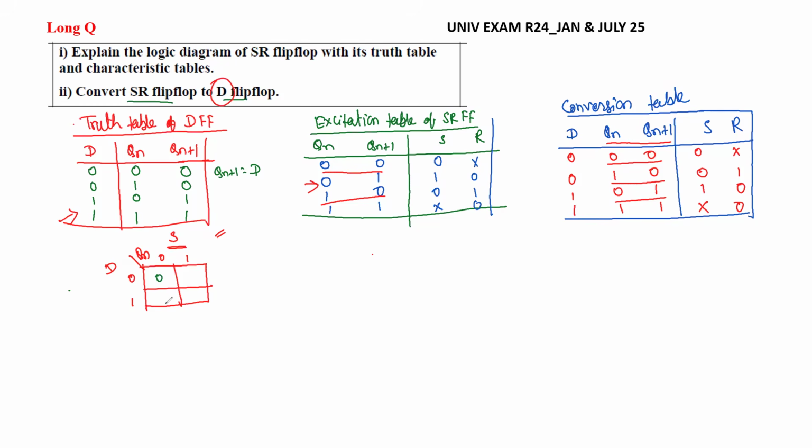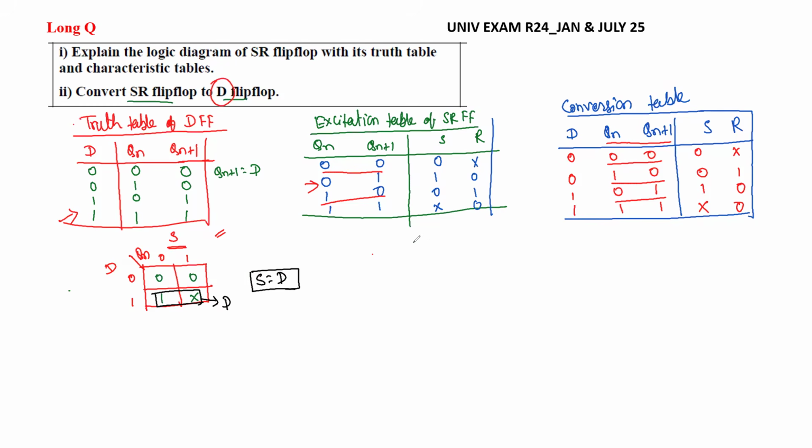Here we will take all values. Don't care is also there, and that is going to help us. So 0, 0, S is 0; 0, 1, S is 0; 1, 0, S is 1; and this one, 1, 1, is the don't care. Finally, here we can make the pair by using the don't care. Row-wise, what is common? D. So finally, S is equal to D.